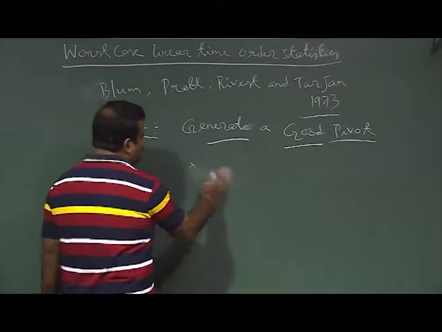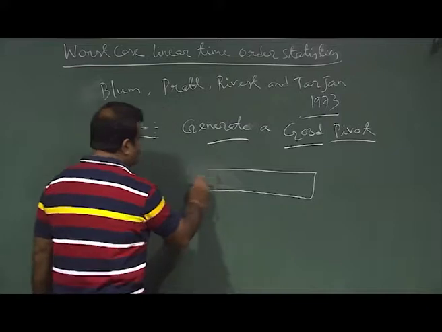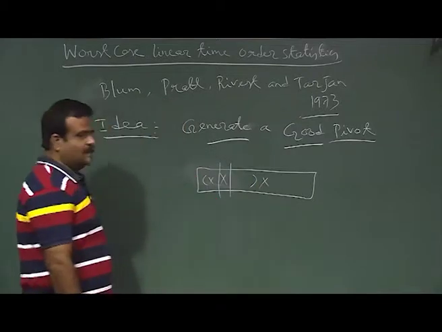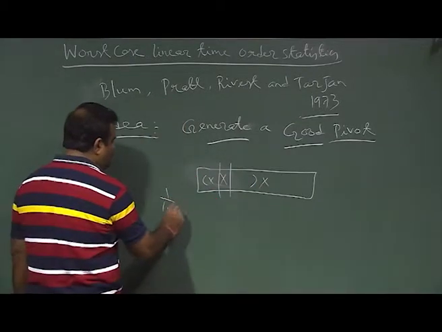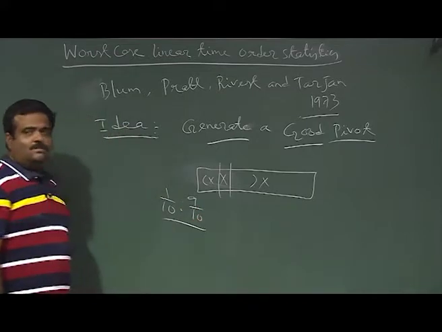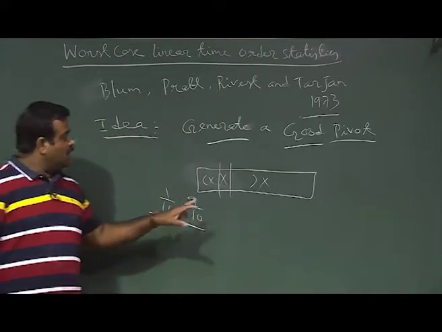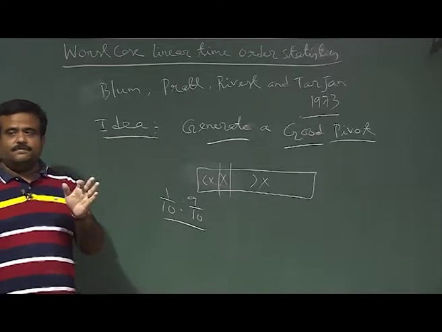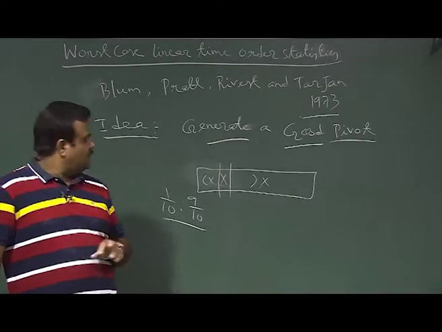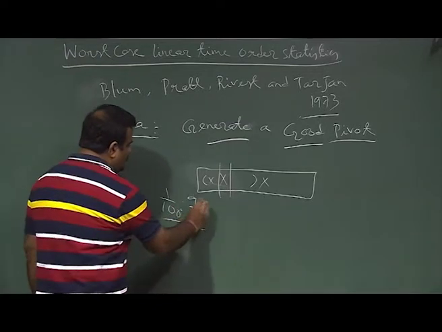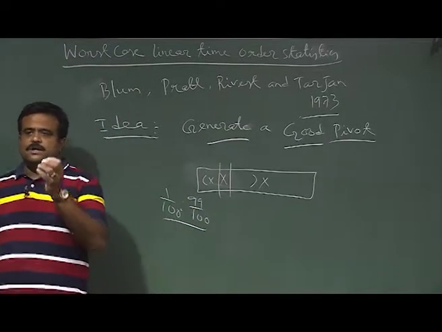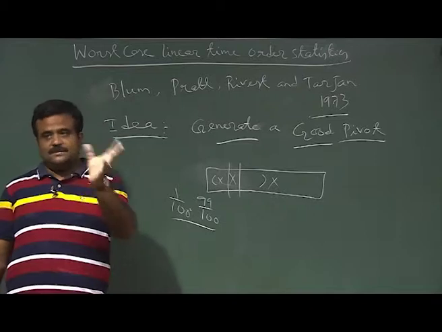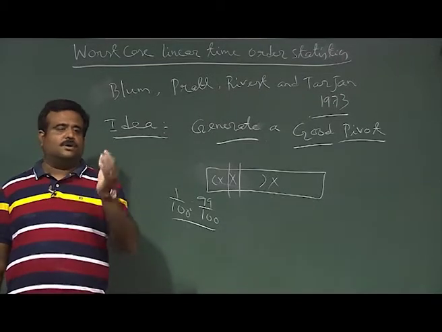Now a good pivot means if we can ensure that some portion of the elements will be less than x, some portion of the elements will be greater than x. Maybe it is a very little portion, 1 by 10 is to 9 by 10. Then also we are lucky, then also we have linear time. Even 99 by 100 could work. So if we can ensure that a certain portion is less than x and a certain portion is greater than x, then that choice of pivot is a good pivot.